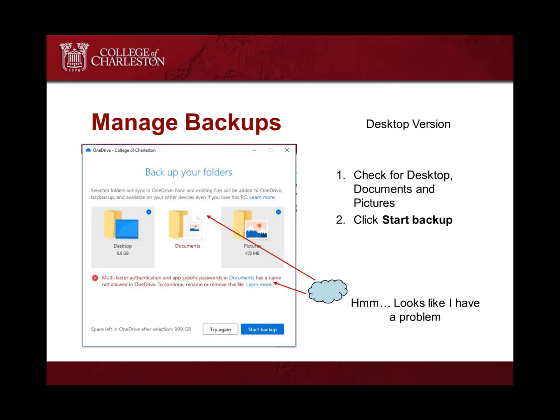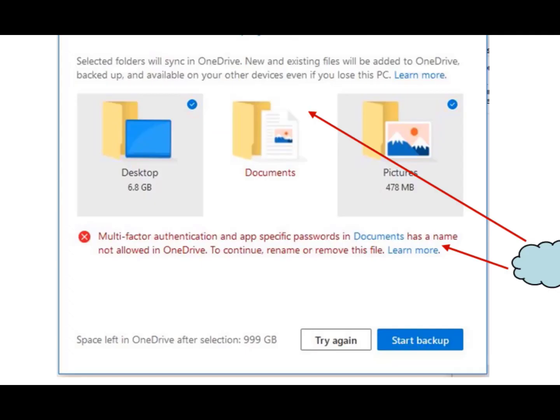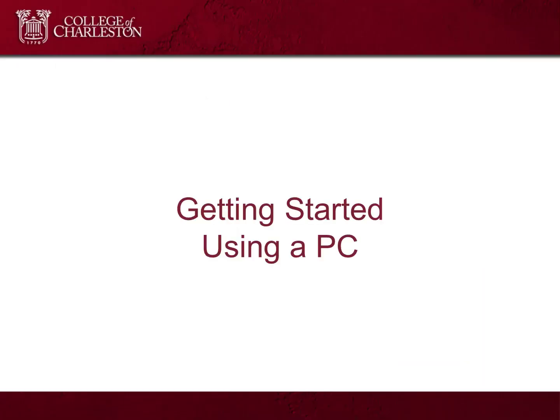Wait, look, my Documents folder doesn't have a check mark indicator by it. That means for some reason it will not be backed up. Oh, I see what it is. I have some files with names that are not allowed. I'll either need to remove those files or rename them before that folder will sync.